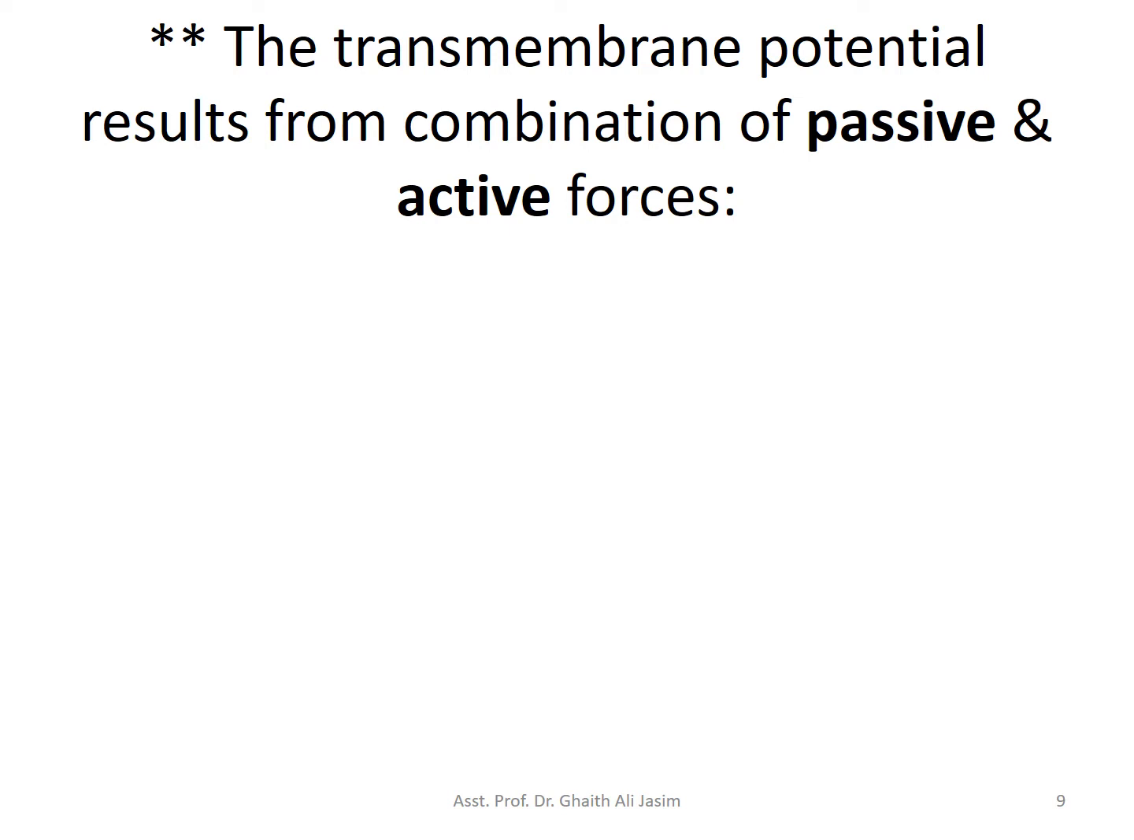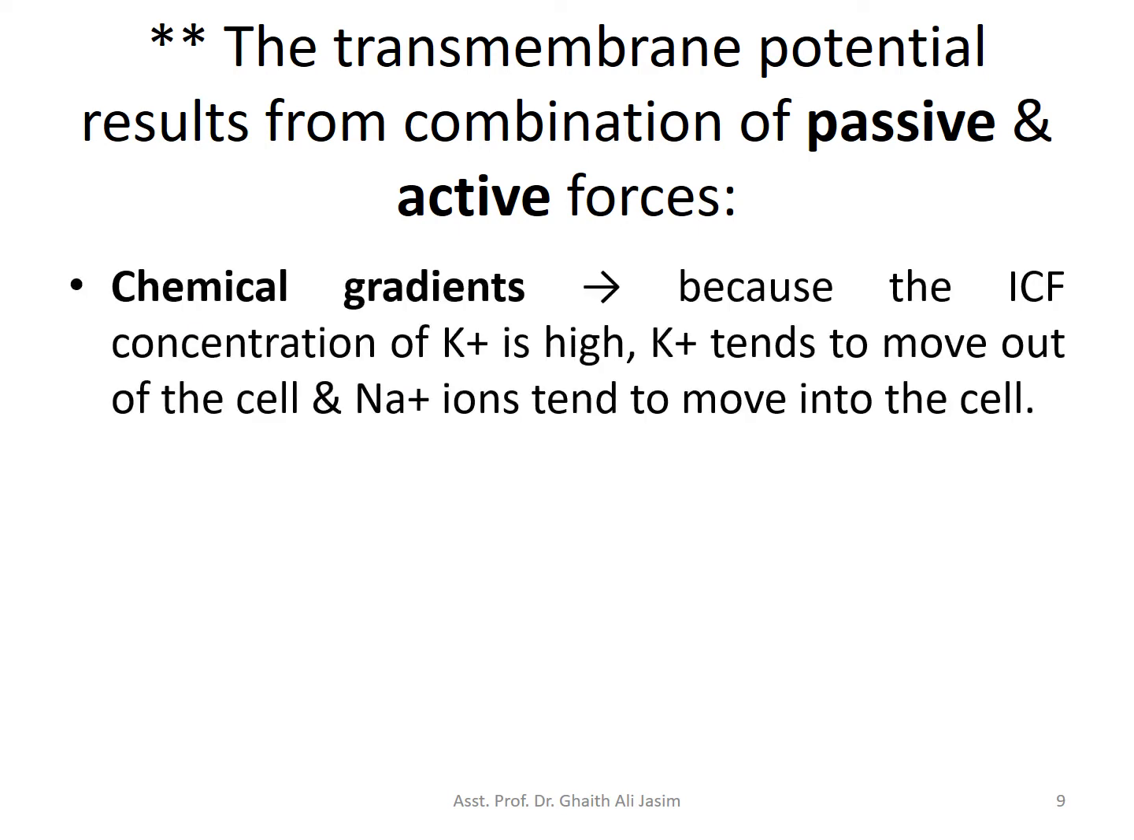So the transmembrane potential results from a combination of passive and active forces. According to the chemical gradient, because the intracellular fluid concentration of potassium is high, potassium tends to move out of the cell, and sodium, on the other hand, is an ion which has a higher concentration outside the cell, so it tends to move to the inside.